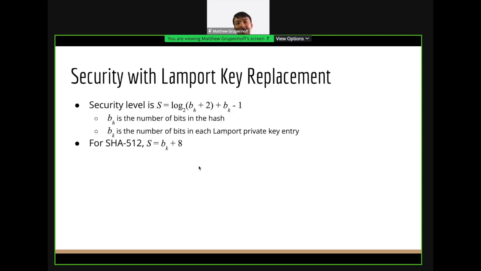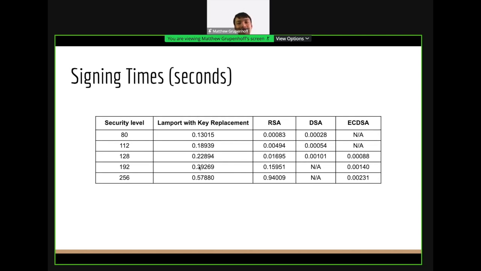And then the b sub k is the size of each Lamport private key entry, because the Lamport private key is a bunch of numbers. So that would be the number of bits in each number. And so by plugging in 512 for this security level, the security level ends up being roughly b sub k plus 8. So these are the signing times right here.